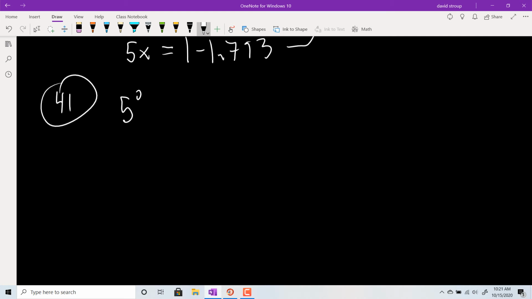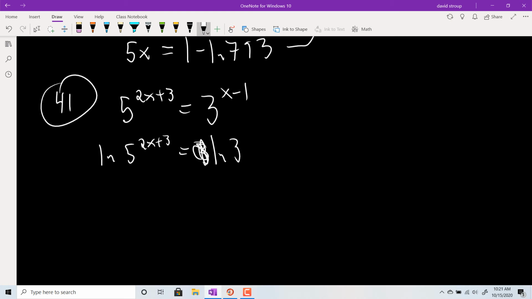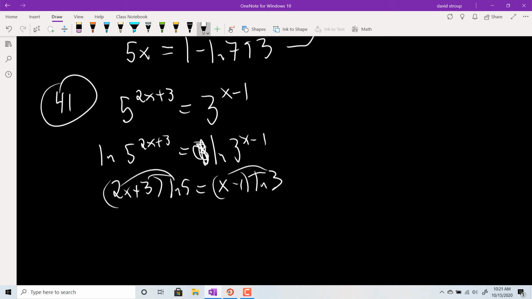So anyways, 5 to the 2x plus 3 equals 3 to the x minus 1. This kind of problem will definitely be on the test. You can't get the same base on both sides, so you've got to take ln's. Okay. That will give you (2x plus 3) times the ln of 5. On the other side, you have (x minus 1) times the ln of 3. That's just the power rule of logarithms. Then you have to distribute on both sides.